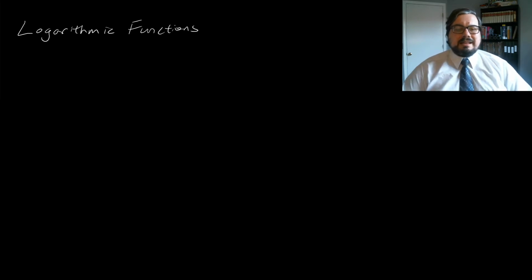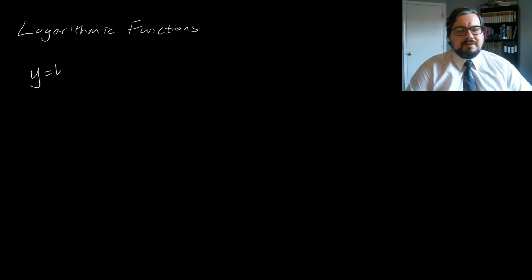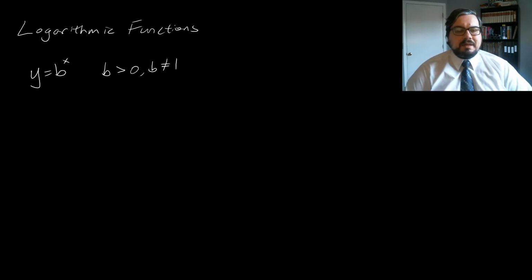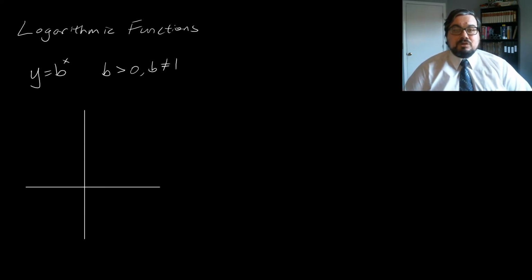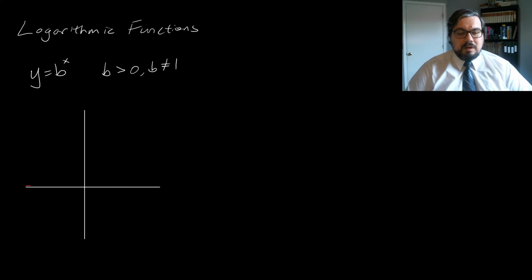Last time we looked at exponential functions, and what we saw is that when we have an equation of the form y equals b to the x, where b is a number greater than 0 and not equal to 1, then that defines a function. And we also looked at the graphs of these functions. Now, the graphs of these functions have certain common properties, and they have two basic shapes depending on whether the base b is greater or less than 1.